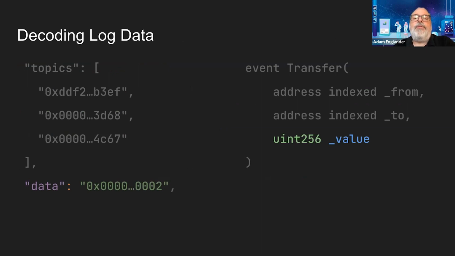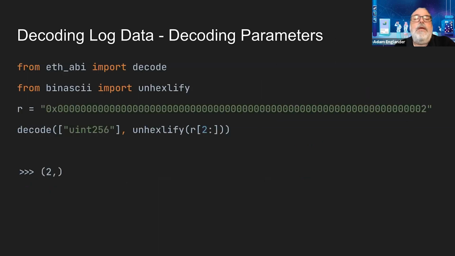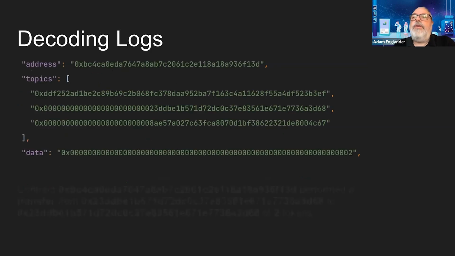The data attribute is comprised of all the non-indexed event attributes. This example has a single 256-bit unsigned integer attribute. It's the one that doesn't have the word indexed next to it. We pass the list of types, which is just one, the uint256, and we pass it the bytes of the data, and it gets us the value.